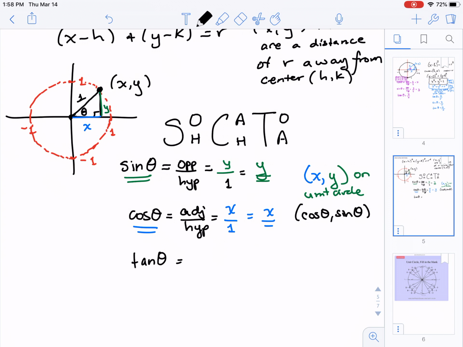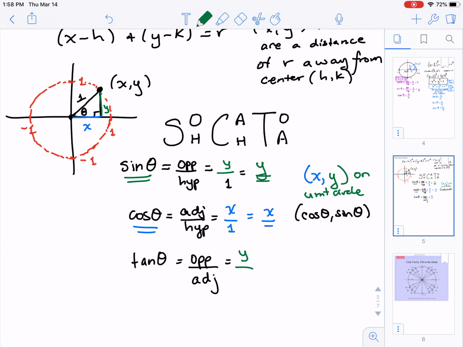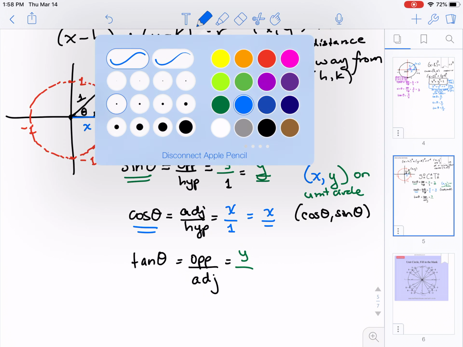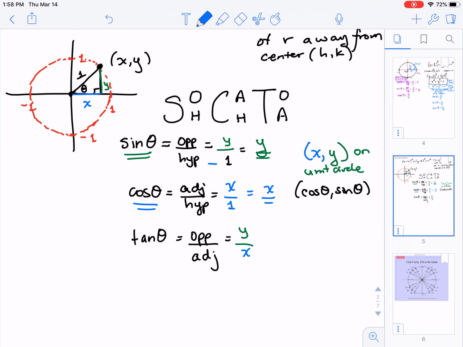We might as well indulge and look at tangent. Tangent theta is the ratio of the opposite side to the adjacent side. In this case, the opposite side is still y, opposite to theta, and the adjacent is x. Notice that this did not at all need to be over 1. And that actually makes tangent quite unique because it means that this ratio here is allowed to be greater than 1, since it does not rely on the hypotenuse here. Okay, so let's see how this will impact our unit circle.